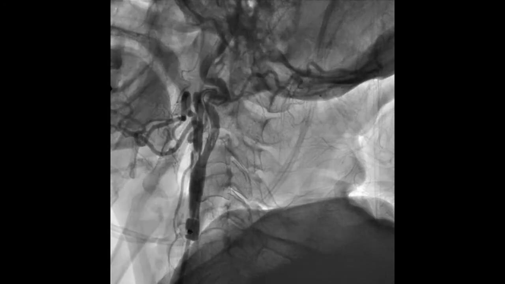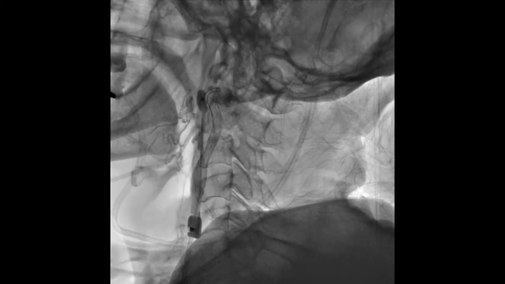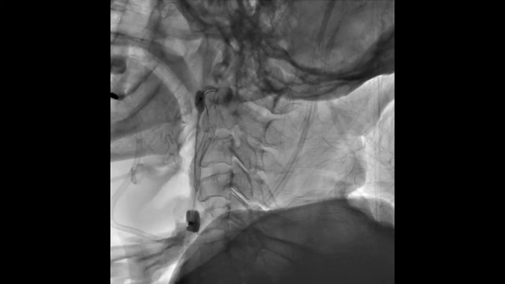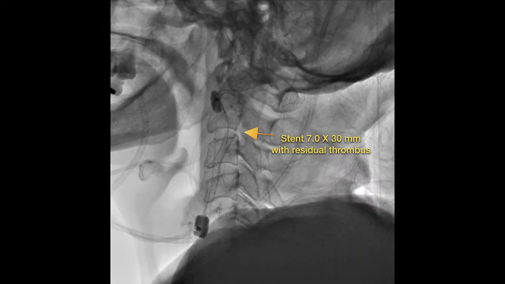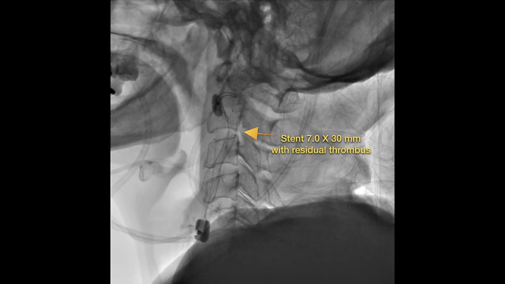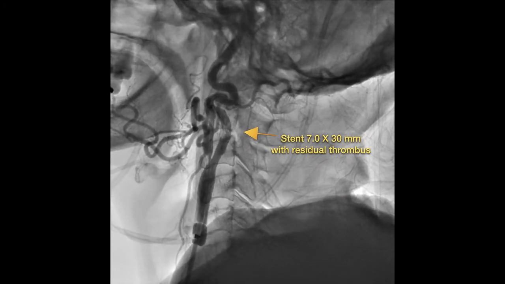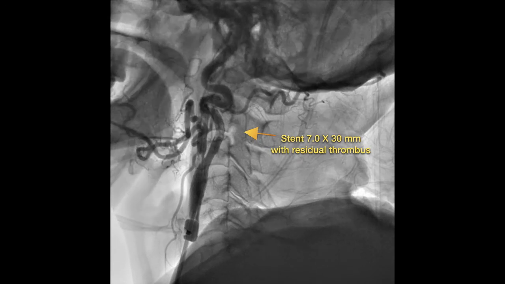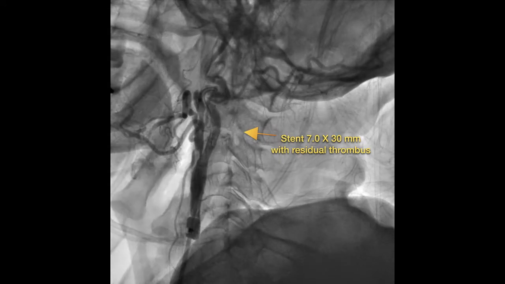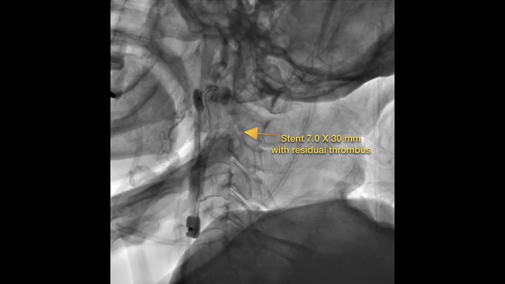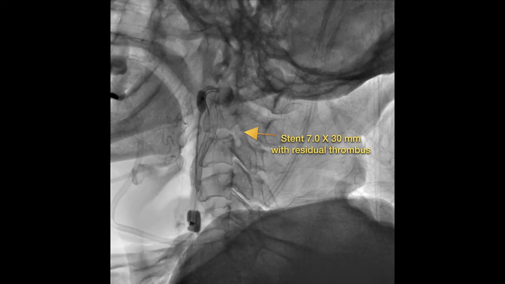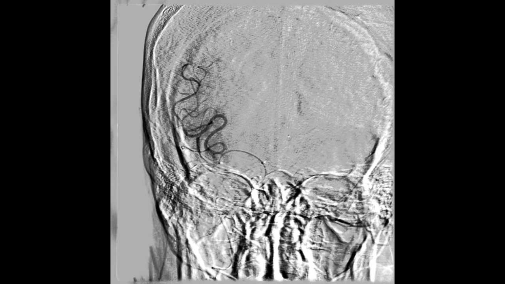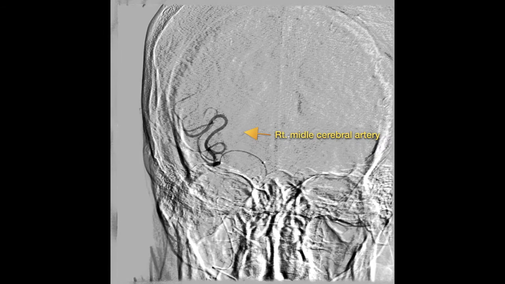Here, after the deployment in the internal carotid, there is still a residue of thrombus. I could squeeze it because the flow is reversed. We can keep on sucking the thrombus. Now I managed to go inside the brain. There was a tiny thrombus. You can see in the post-angio that we restored good flow to the right side of the brain.